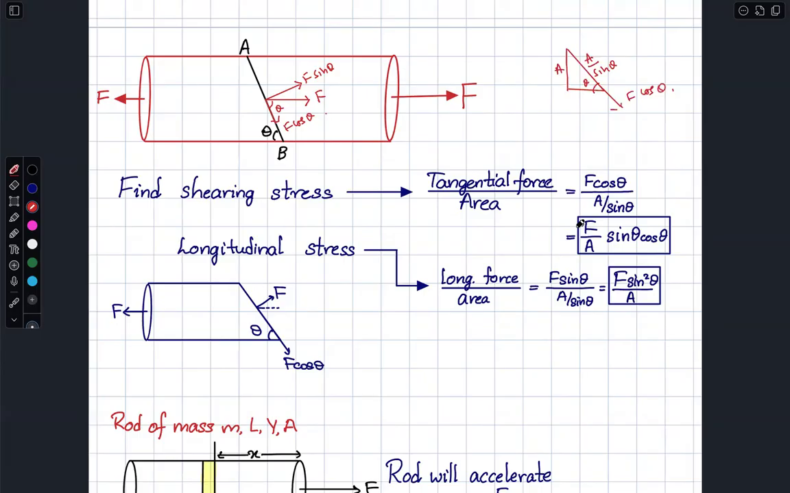What about longitudinal stress? Longitudinal stress is normal force by tangential area. F sin theta by A by sin theta, which is F sin square theta by A. This is a very famous model, an important model. I want confirmation from students' side. Have you understood this? Yes or no? Just confirmation. Rohit, confirm whether students followed or not.